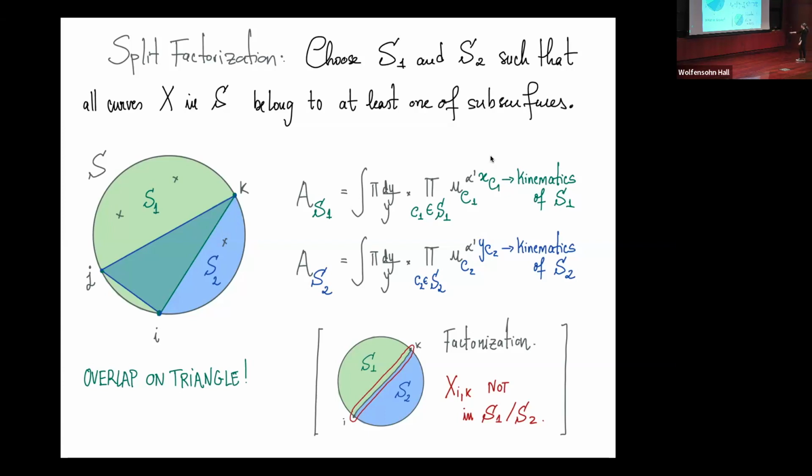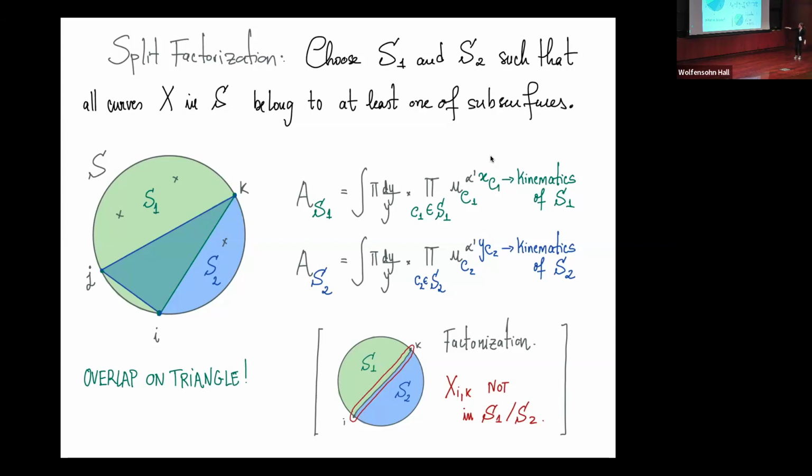So this is to be contrasted with the standard factorization, for which S1 and S2 share a common edge, but precisely the curve corresponding to this common edge does not live in either S1 or S2, so it basically fails to meet the criterion that I just described.